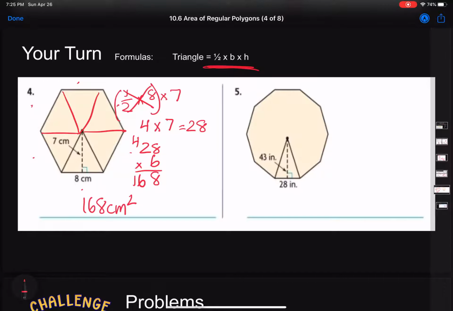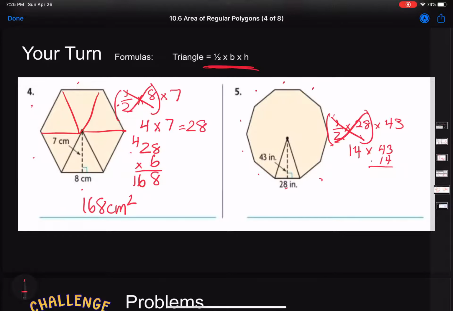So 28 times 6. Okay, it looks like we have another 10-sided. 3, 4, 5, 6, 7, 8, 9, 10. Okay, so we have 10 triangles here. So we're going to go 1/2 times our base is 28, and our height is 43. So here's one where I would simplify the 1/2 times 28. That means you're doing half of 28. So you need to divide 28 by 2. So what is half of 28? It's 14. So then I need you to figure out what 14 times 43 is.